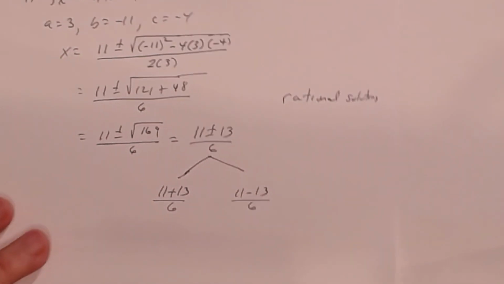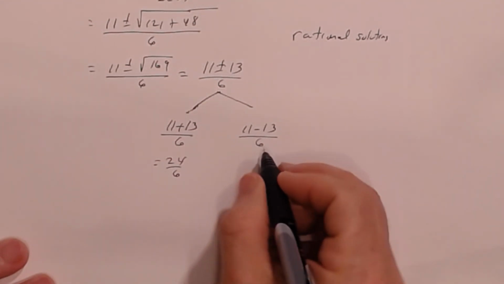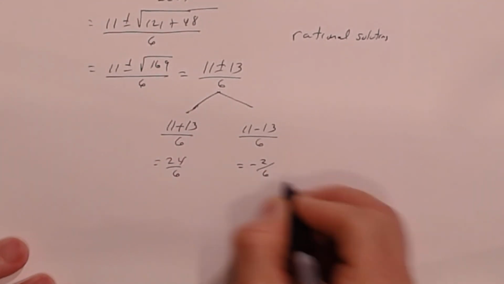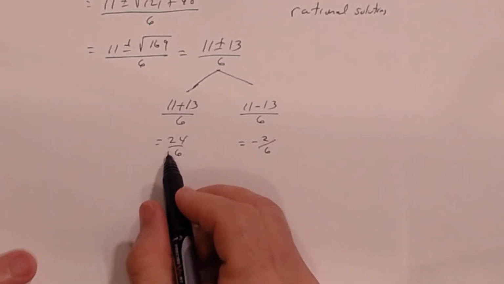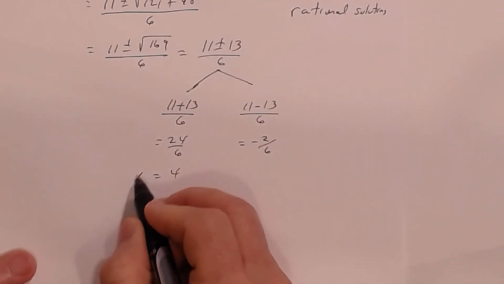11 plus 13 is 24, so you get 24 divided by 6. 11 minus 13 is negative 2 divided by 6. And so simplify this further, because you all know that 24 divided by 6 is 4. So there's one of your solutions.